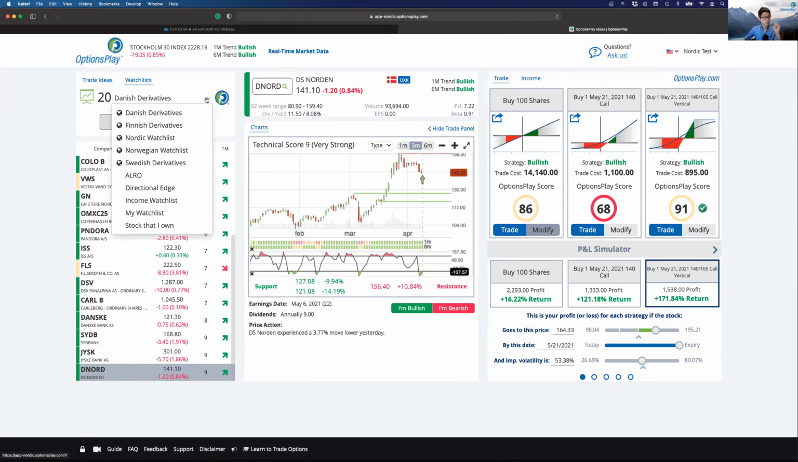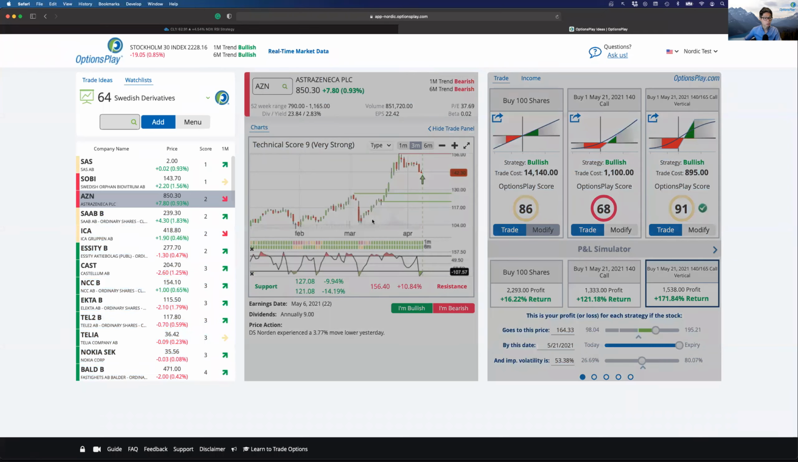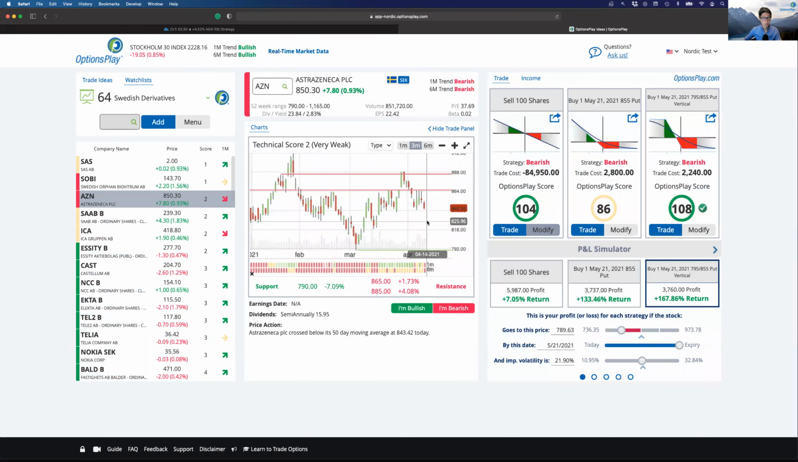We don't have the Norwegian equities because those are traded on the Oslo Bourse. But if I'm looking at the Swedish markets for some bearish opportunities, then I would look for something with a low score and perhaps something relatively weak, like AstraZeneca. As you can see, it's red across the board. That's telling me not only is this a weak stock, it's trending lower, starting to break lower.